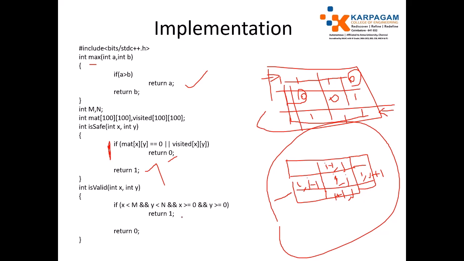Just check it. And also x should be greater than or equal to 0 while moving, and y greater than or equal to 0. If you are not checking the condition, it will go to negative values while traversing, that is negative indices like -1, -2. So just check: if it satisfies the condition, return 1, otherwise return 0. This is another function, and we are making use of this function.